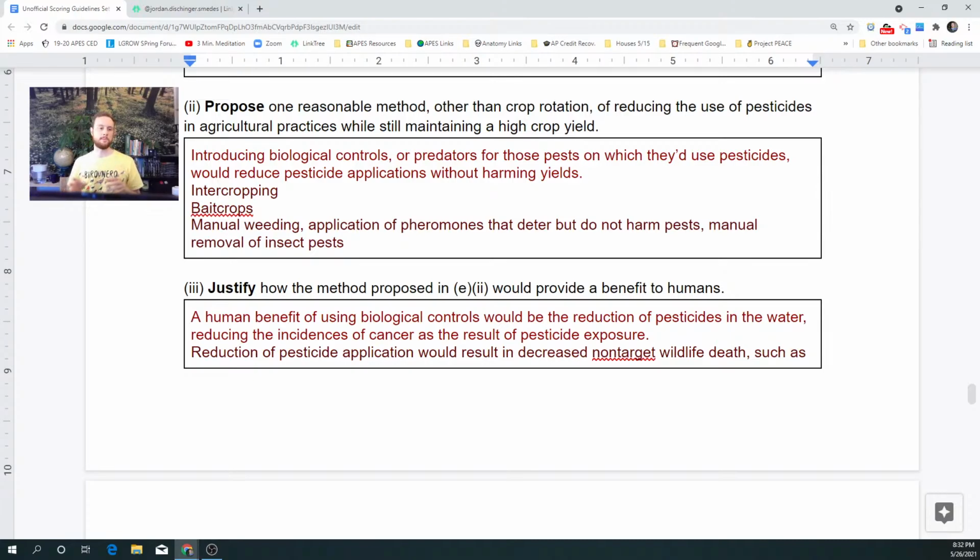GMOs give the crops their own resistance so that they don't need to be covered with pesticides. That means that there is less pesticide use and fewer pesticides in the water that we drink or inhale. Because remember, pesticides are carcinogens. They can cause cancer in humans. We do not want them. We're certainly not inhaling them. And we're certainly not trying to ingest them in our food.